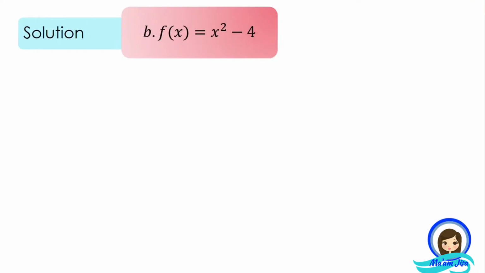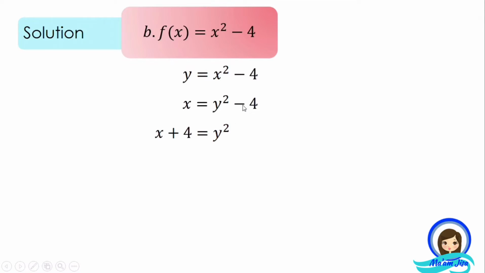Our second example is a quadratic function f of x equals x squared minus 4. So again, our first step is to write the function in the form y equals f of x. Second step is we interchange the x and y variables. Third step is to solve for y in terms of x.